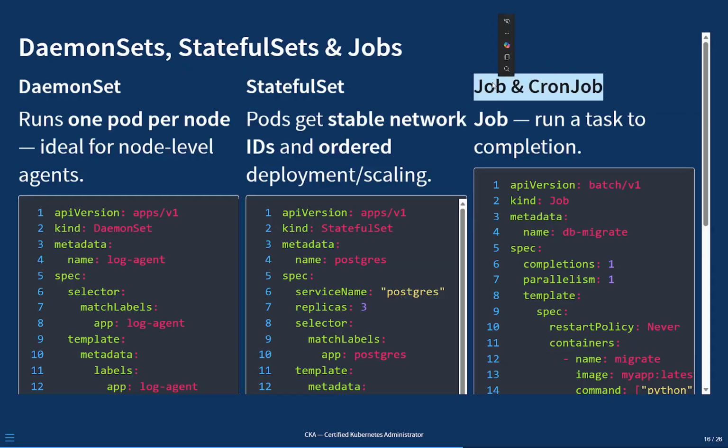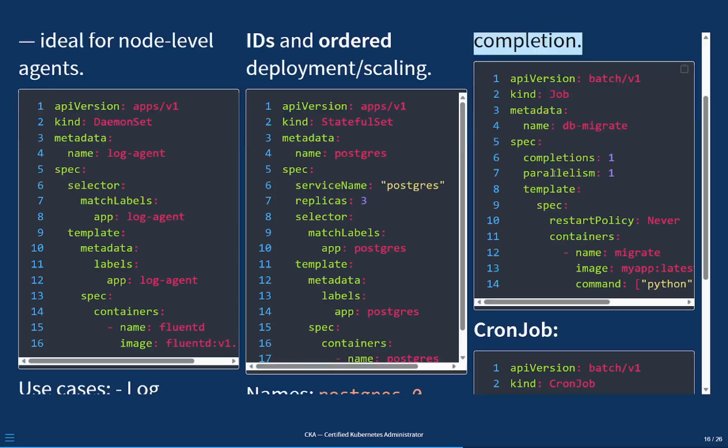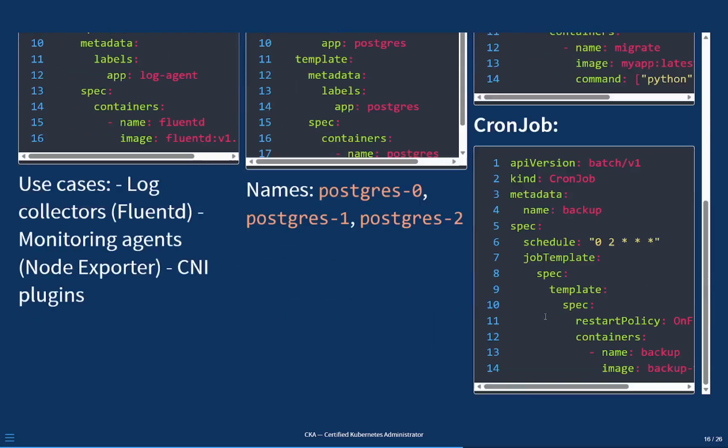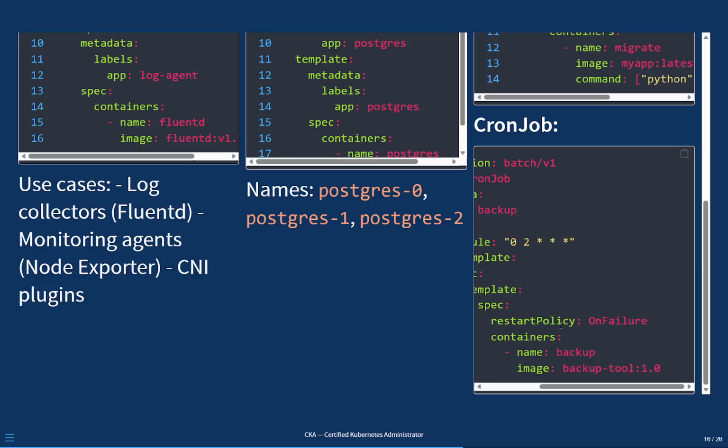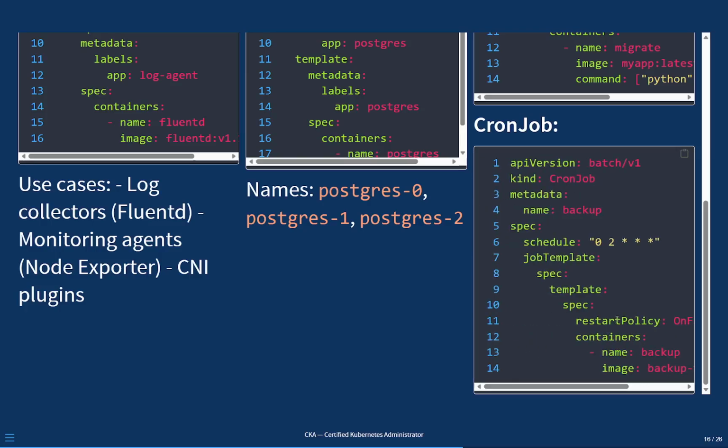Click. Jobs run a task to completion. Unlike deployments, which keep pods running forever, a job creates one or more pods, waits for them to exit successfully, and then stops. Use cases include database migrations, batch processing, and one-time maintenance scripts. A cron job wraps a job with a schedule using standard cron syntax. The example runs a backup job every day at 2 a.m. The cron job creates a new job at each scheduled time, which in turn creates the pod.